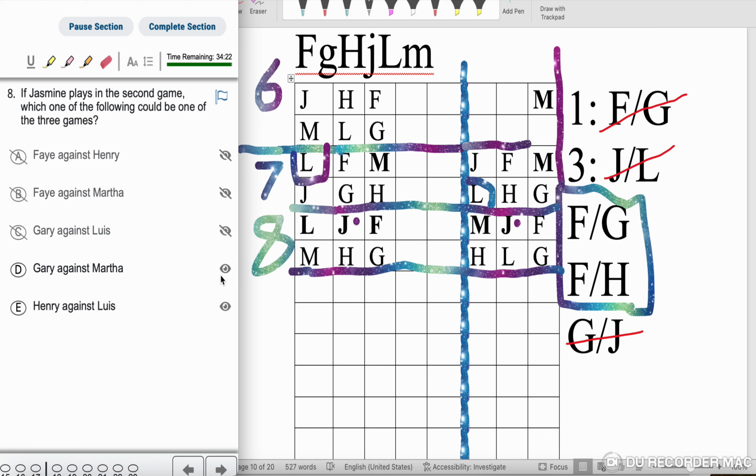And if you see it, you see it. If you don't, take it out. G against M, I don't see it. H against L. Okay, so clearly we made a mistake. There is going to be an answer choice here.